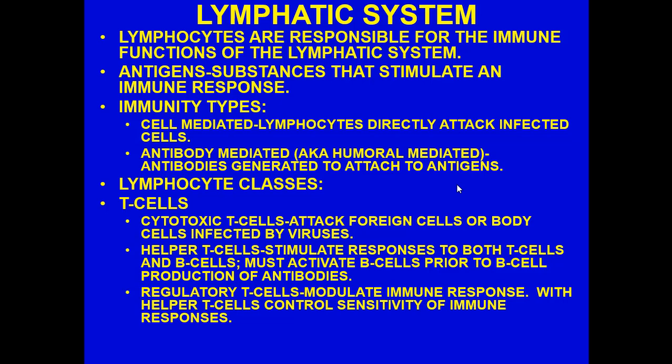And there's a third group of T cells called regulatory. These modulate the immune response. With helper T cells, they control the sensitivity of the immune response. Regulatory T cells are believed to also play a role in controlling and thereby modulating the immune attack. So if there's no longer an antigen or a pathogen present, then regulatory will say, okay, guys, it's done. Cool it. It's believed that regulatory T cells play a role in keeping some of our immune reactions from going overboard and causing autoimmune reactions. That is, the immune system starts attacking your own tissues.